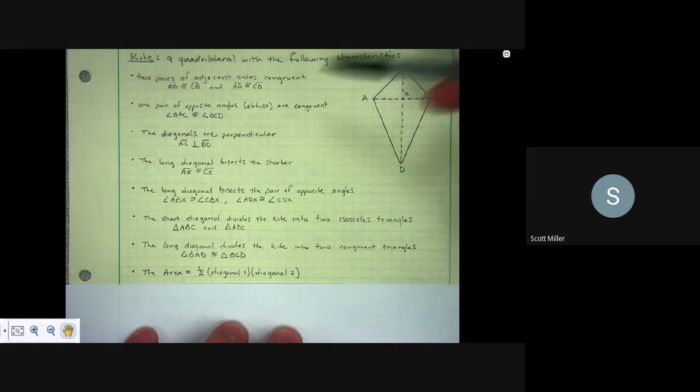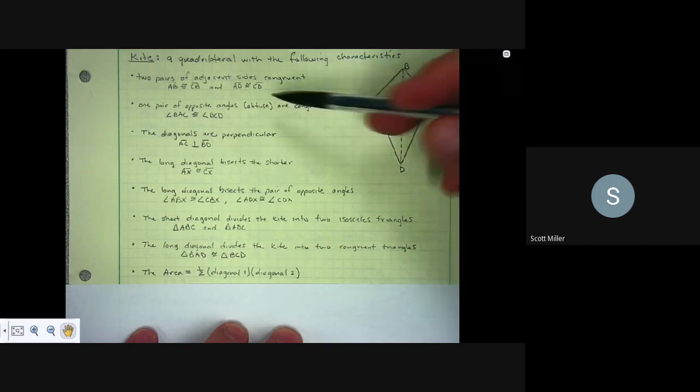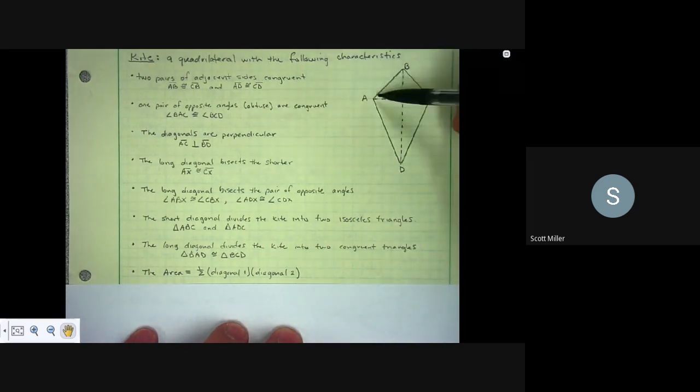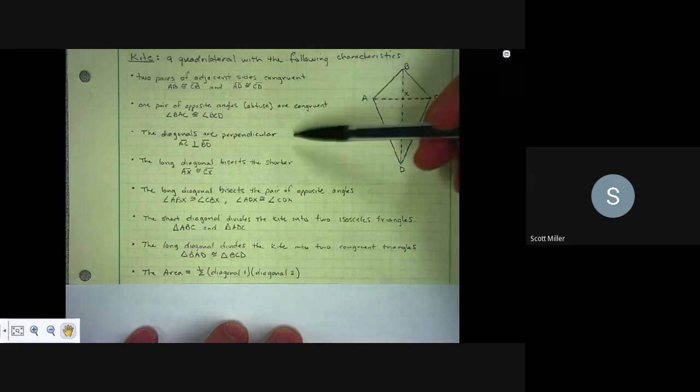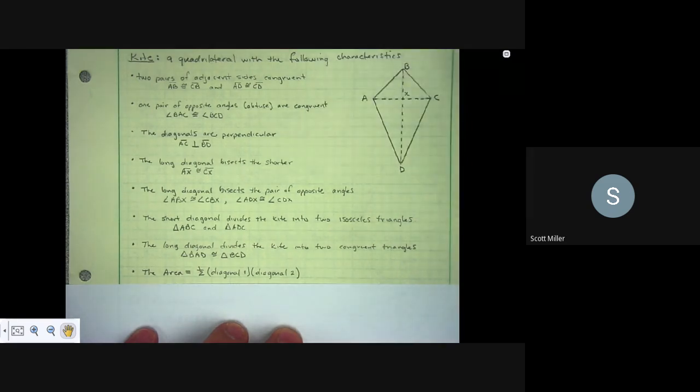One pair of opposite angles are congruent, and that's the obtuse one, which means these two angles, A and C, are going to be congruent. Not necessarily the top and the bottom one, but these two will be. Okay? The diagonals are perpendicular. The dotted lines here are the diagonals. They will form a 90-degree angle here in the middle. They are perpendicular.